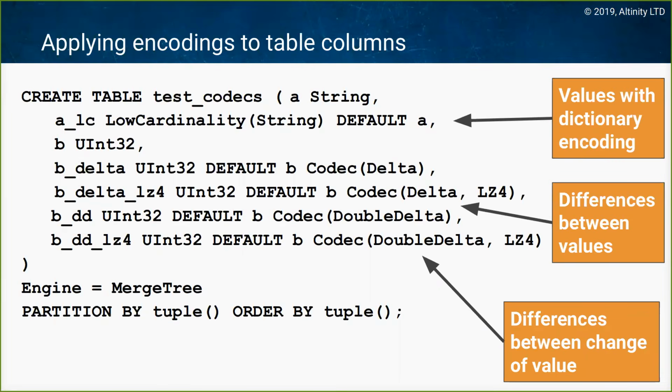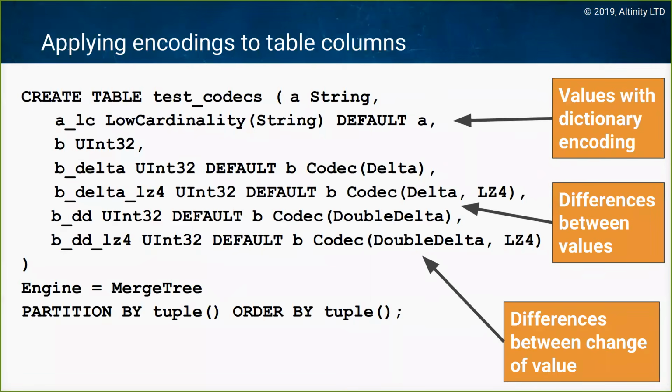And here's a couple examples. So a very common encoding that you can use is called low cardinality, and that can be applied to strings. And what it basically does is take your string values and turn them into a dictionary encoding. Let's take a simple example.